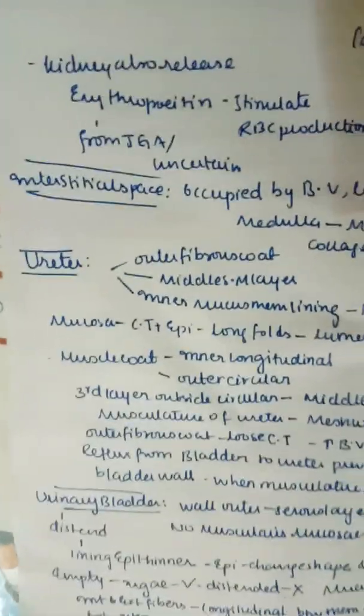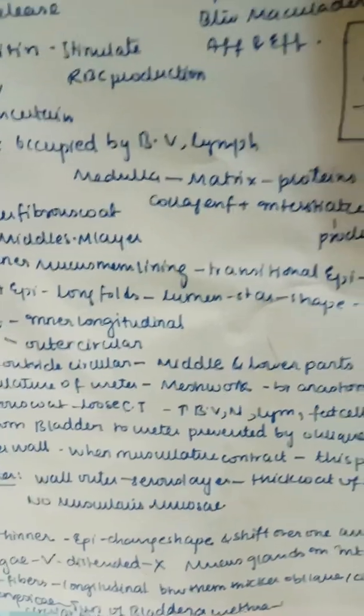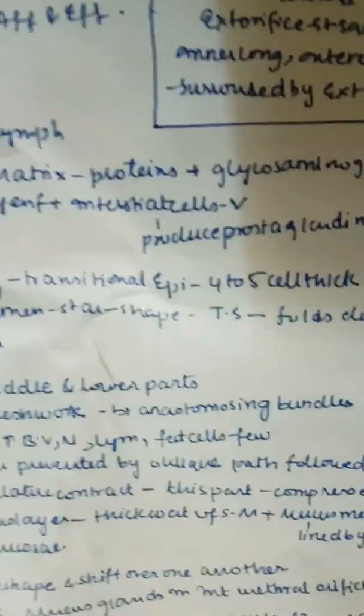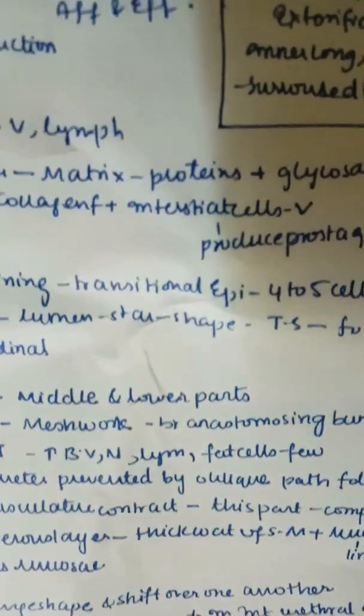So coming to the interstitial space, the interstitial space of the kidney is mainly occupied by blood vessels and lymphatics, and in the medulla we have matrix, proteins, glycosaminoglycans, and collagen fibers, and interstitial cells which produce prostaglandins, along with the epithelium of the collecting duct.